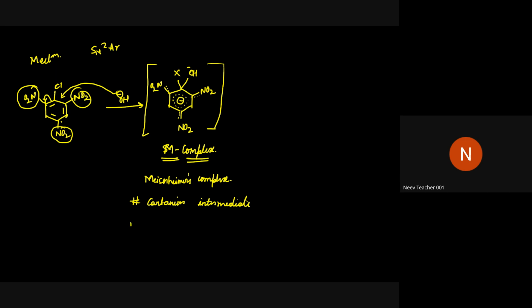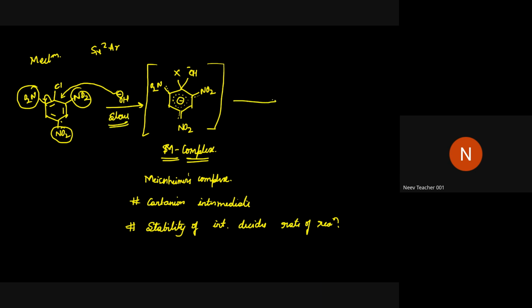The stability of the intermediate decides the rate of the reaction. And this attack of the nucleophile on the benzene ring is the slow step. It is the slow step.